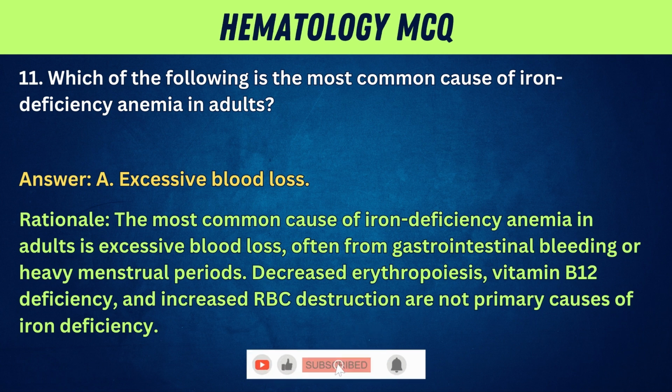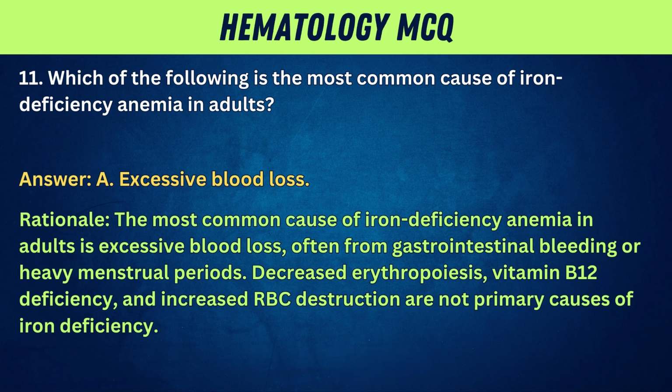Rationale. The most common cause of iron deficiency anemia in adults is excessive blood loss, often from gastrointestinal bleeding or heavy menstrual periods. Decreased erythropoiesis, vitamin B12 deficiency, and increased RBC destruction are not primary causes of iron deficiency.